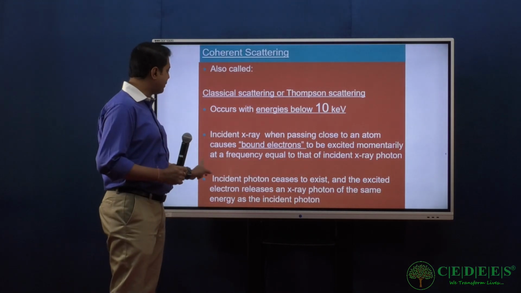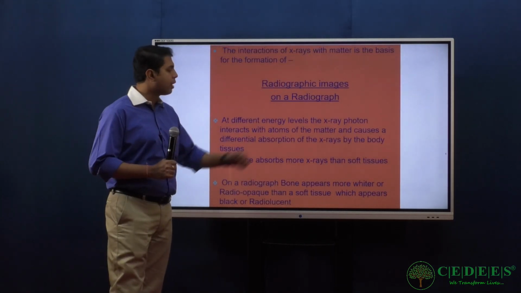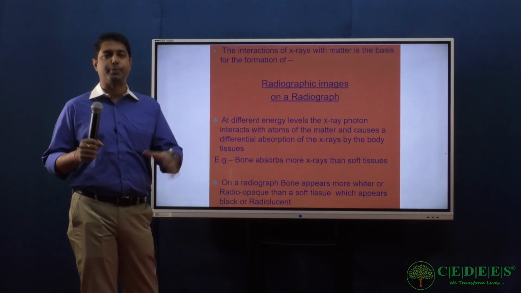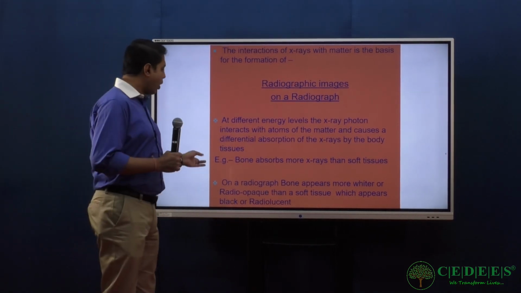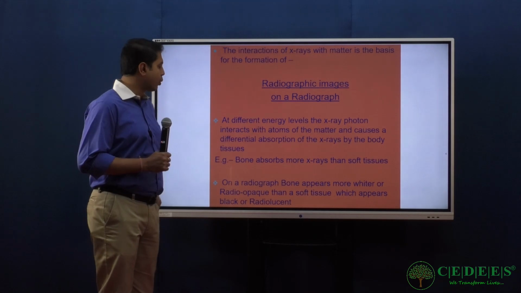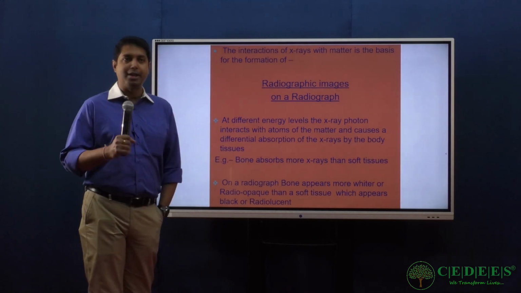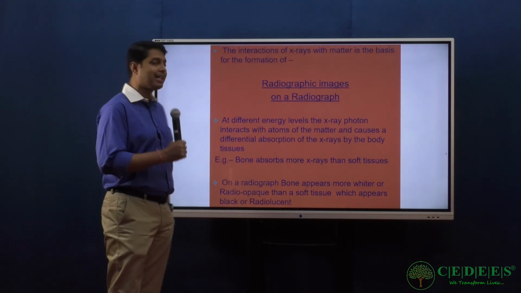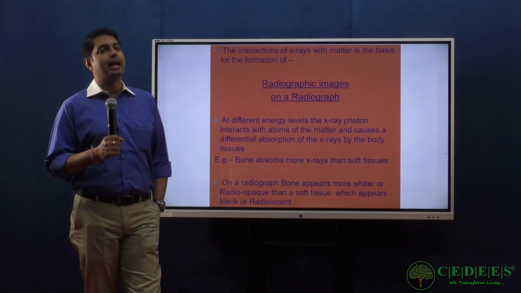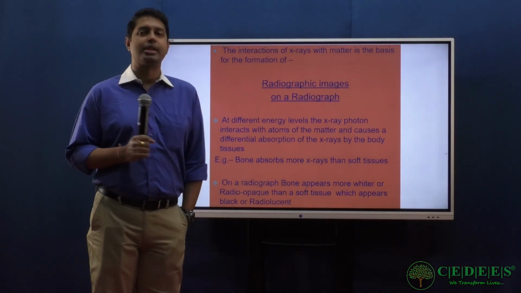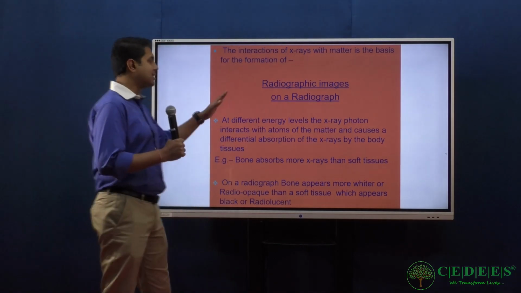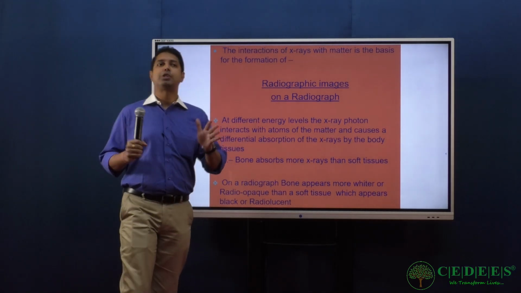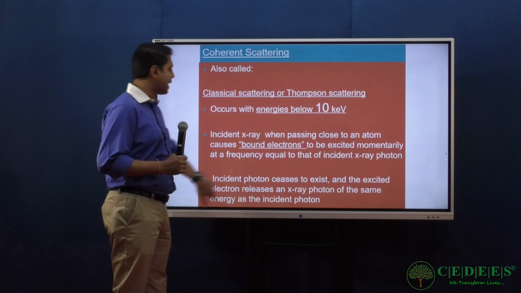For example, bone absorbs more X-rays compared to soft tissues because it's a denser structure. On a radiograph, bone appears whiter or radiopaque compared to a soft tissue entity, which appears black, or in other words, we call it a radiolucent image. All these are the basic fundamentals that we need to know before we study the interactions.